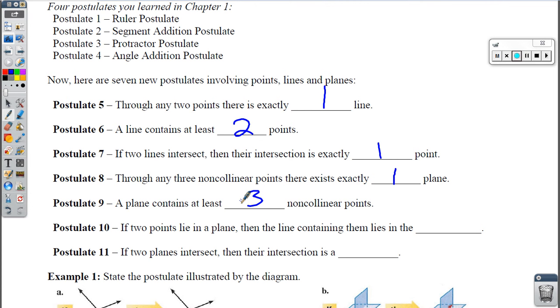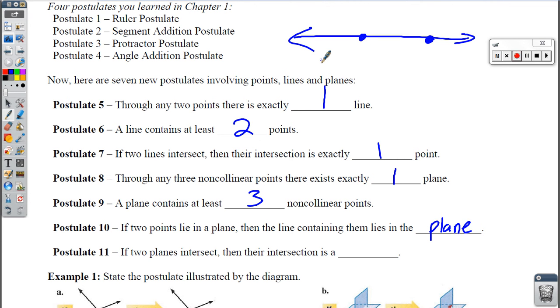Postulate 10. If 2 points lie in a plane, then the line containing them also lies in the plane. So if you imagine this screen being a plane, a two-dimensional flat plane, if we have any 2 points on this screen, and then we draw a line between those 2 points, that line will also be on the screen. It's not going to somehow magically not be on the screen. It's got to be on that screen.